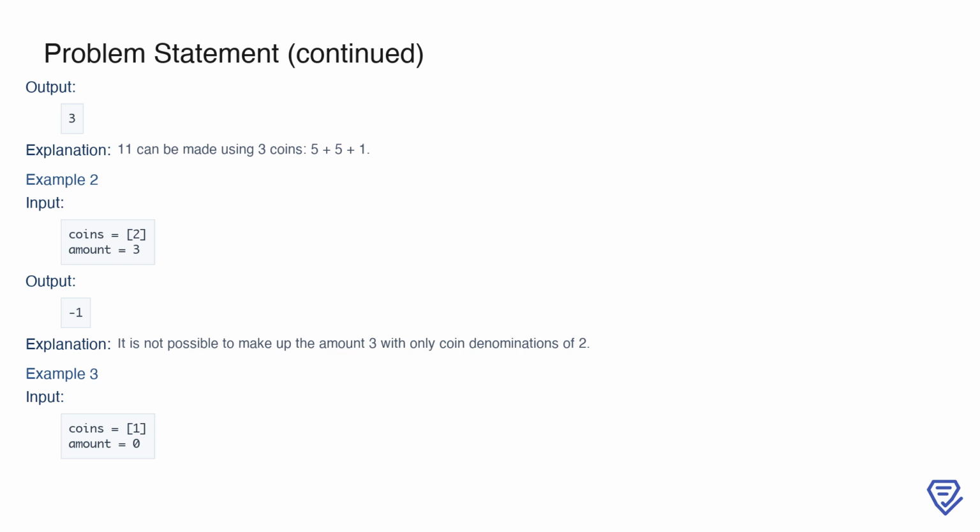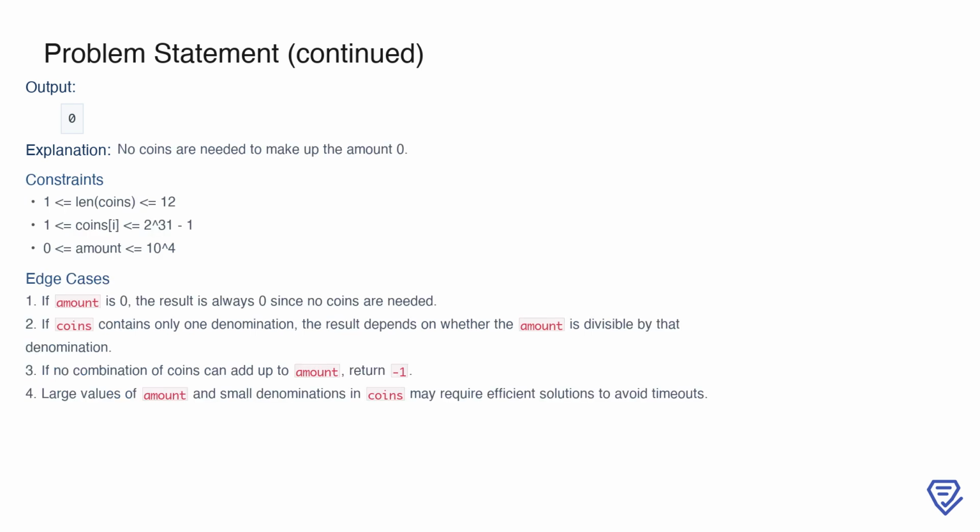In the third example, the coins array contains just one denomination, 1, and the target amount is 0. Let's see what the output is for this scenario. For the third example, the output is 0, as no coins are needed to make up the amount 0. This highlights one of the edge cases. If the target amount is 0, the result is always 0 because no coins are required.